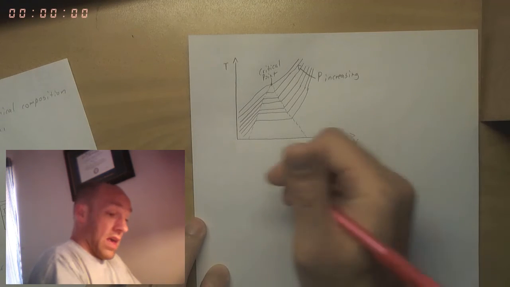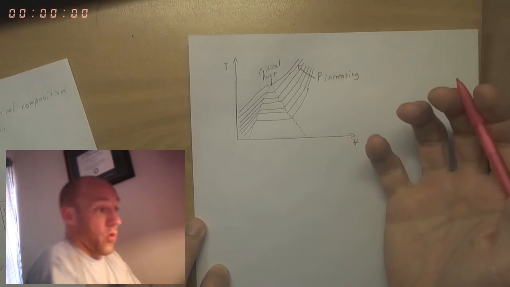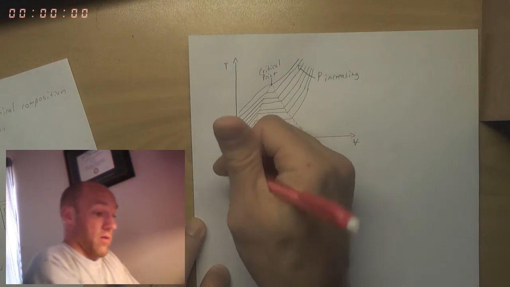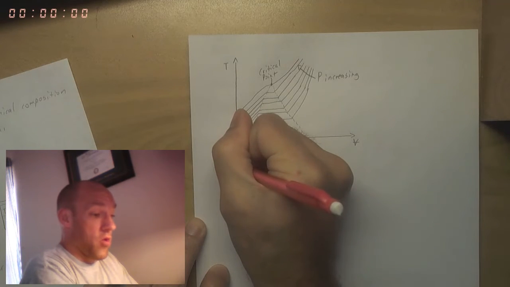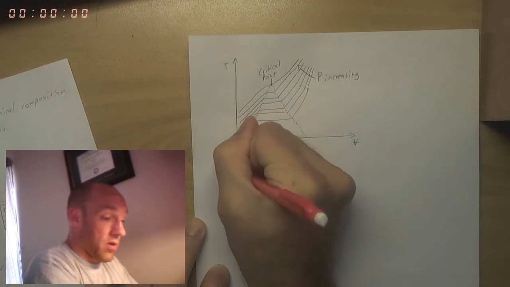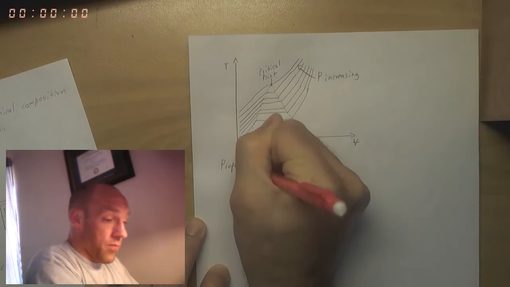Okay, and so what happens is over the course of the last century or so, people have done numerous experiments and have developed property tables.